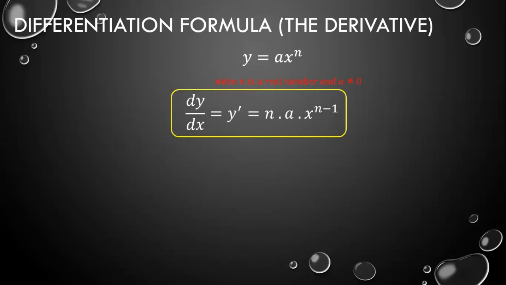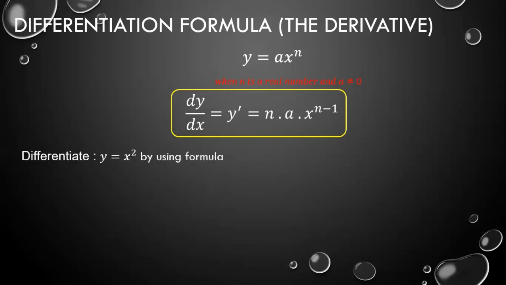Okay, the differentiation formula as a derivative of y equals a times x to the power of n is dy over dx equals y prime equals n times a times x to the power n minus 1. Very easy, okay? So it means we have to multiply the coefficient a with n, and then the power will be minus 1. That's the short function, right? Okay, look at the sample.